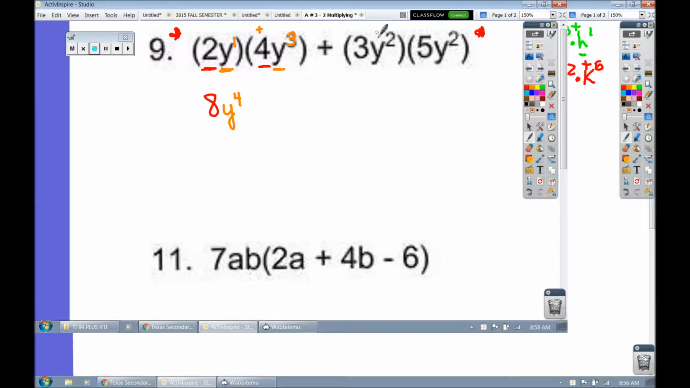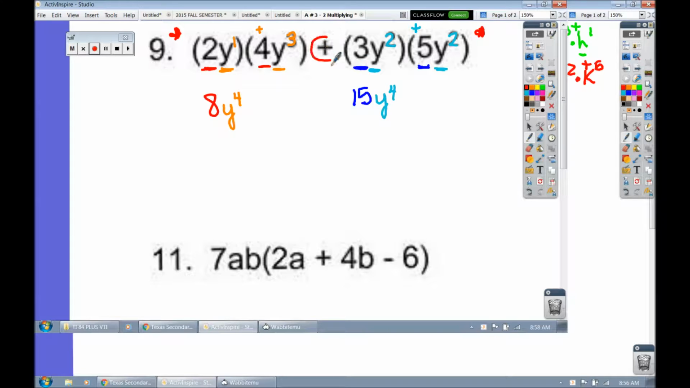Now we need to come over here to the right side. And let's multiply the numbers here. 3 times 5, that is 15. And let's look at our letters. y to the second times y to the second. Since we have the same bases, you're just going to go 2 plus 2. That would be y to the fourth.